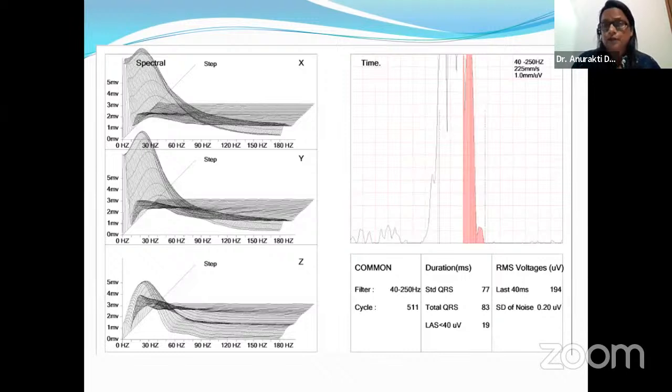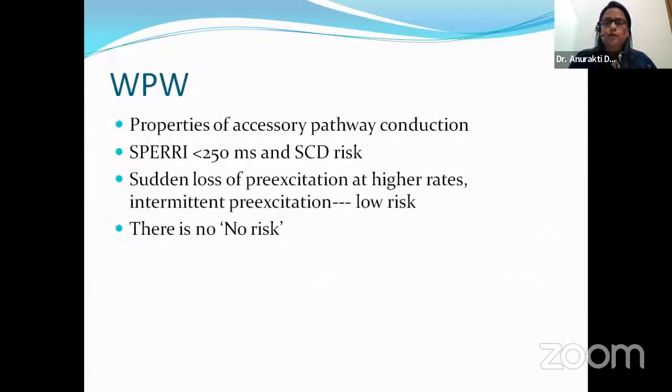You can also get a signal averaged ECG from Holter, which is required for diagnosis of the ARVD. Wolff-Parkinson-White syndrome, we know that the properties of conduction pathways can vary. So they can conduct antegradely, they can conduct retrogradely, they can conduct both ways. But what we are worried about is they should not be conducting rapidly antegrade. Because if there is a development of atrial fibrillation and they are conducting antegrade, which is lethal to the patient, because the AF will convert into ventricular fibrillation, the patient can have a sudden cardiac death.